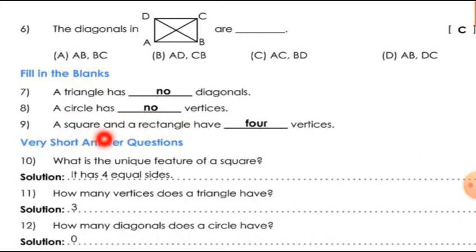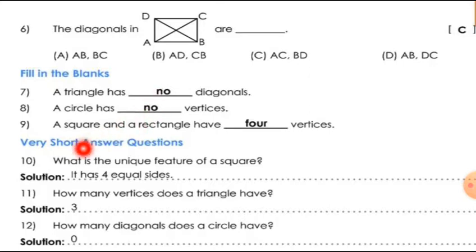A square and a rectangle have dash vertices. How many vertices? 4 vertices. Look, children, here it's a rectangle. So, count 1, 2, 3 and 4. 4 vertices are there in a rectangle as well as in a square. Now, look at the next question.